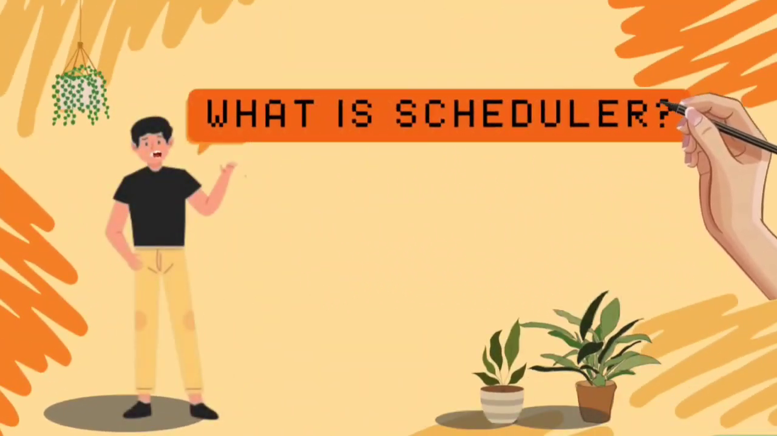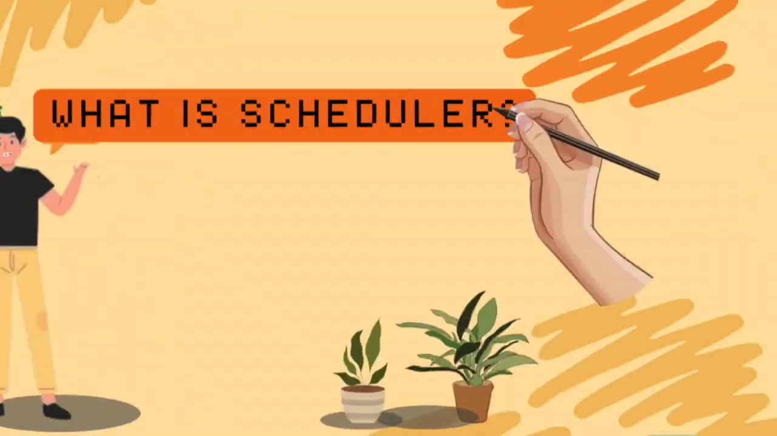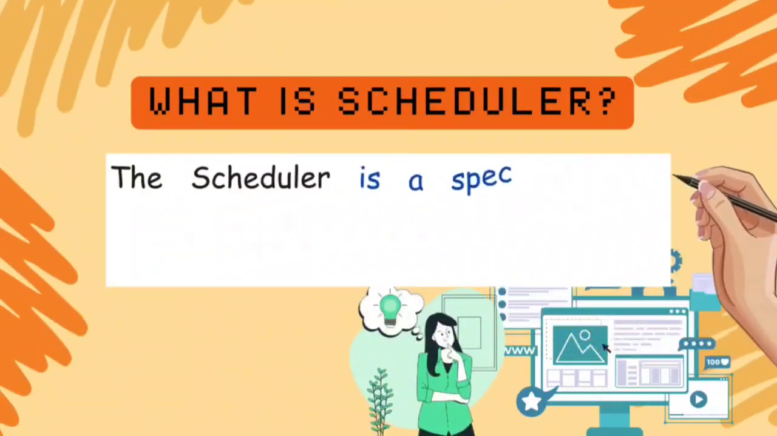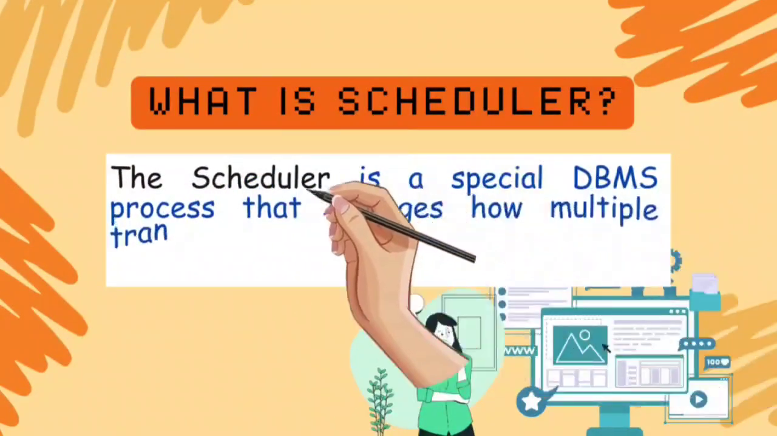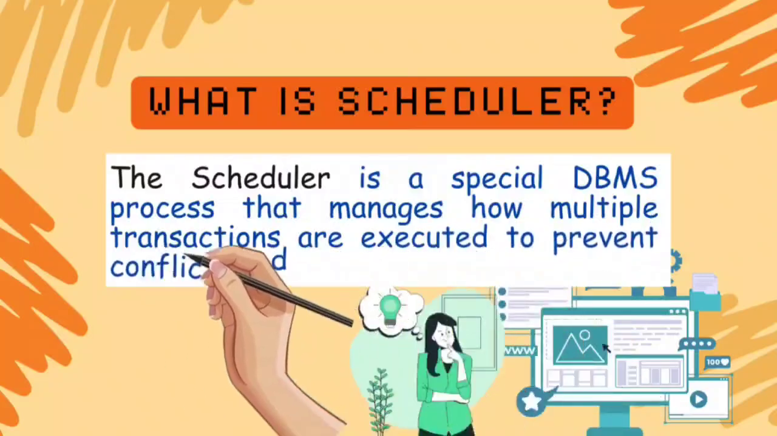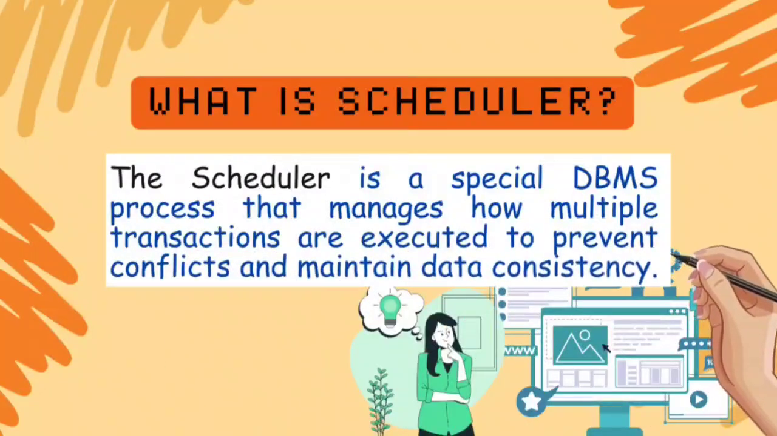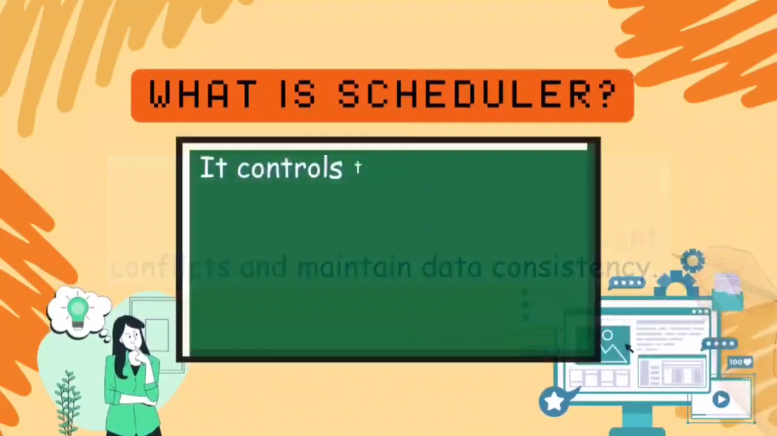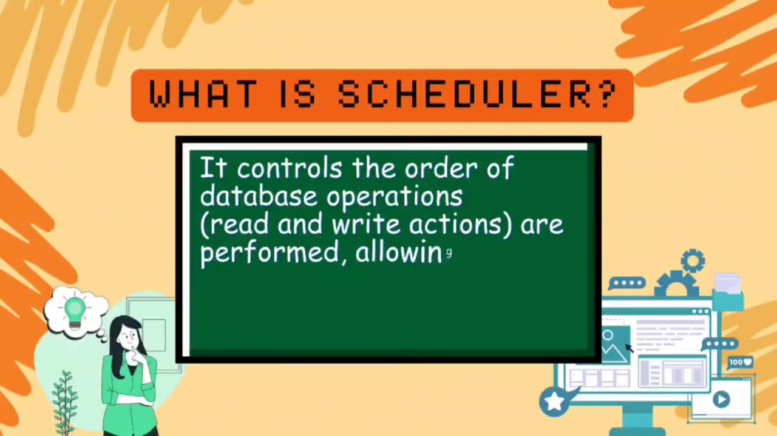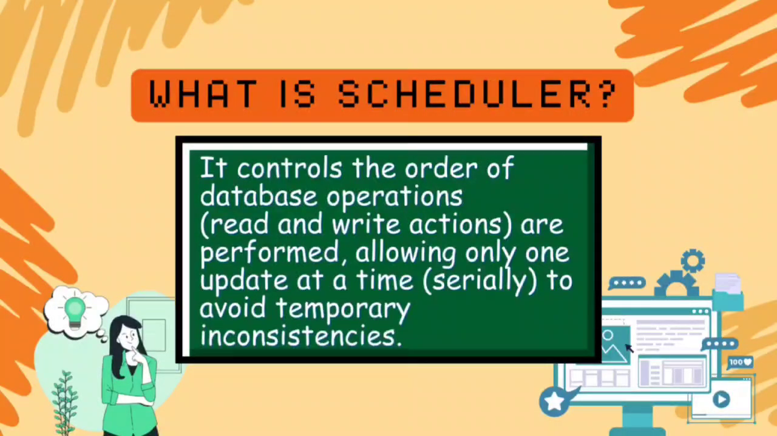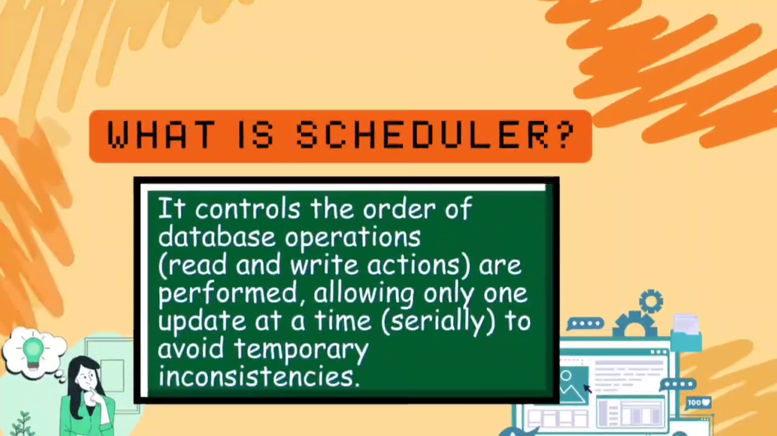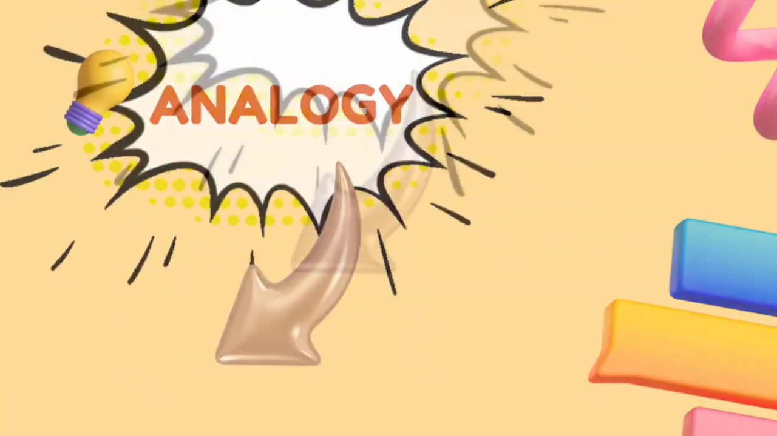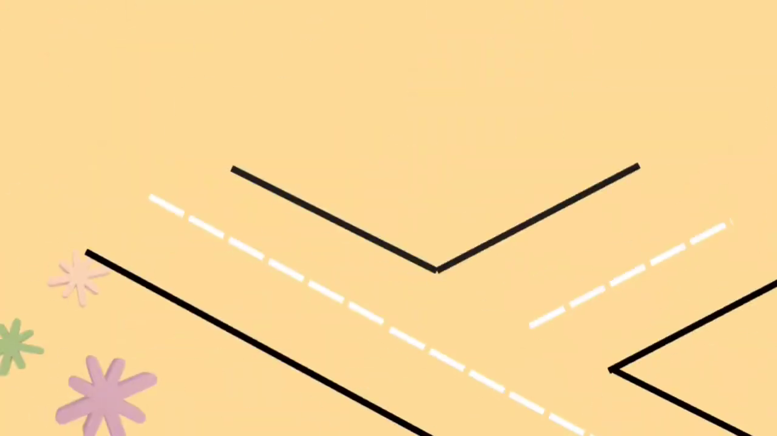Wait, so what is a scheduler? Actually, the scheduler is a special DBMS process that manages how multiple transactions are executed to prevent conflicts and maintain data consistency. It also controls the order in which database operations are performed, allowing only one update at a time to avoid temporary inconsistencies. So, what kind of analogy gives off the same vibe as this explanation?